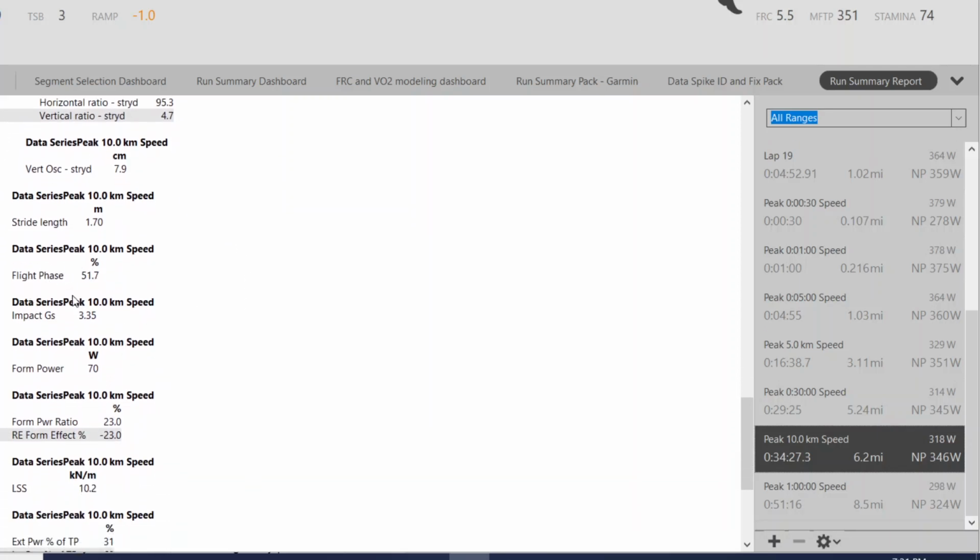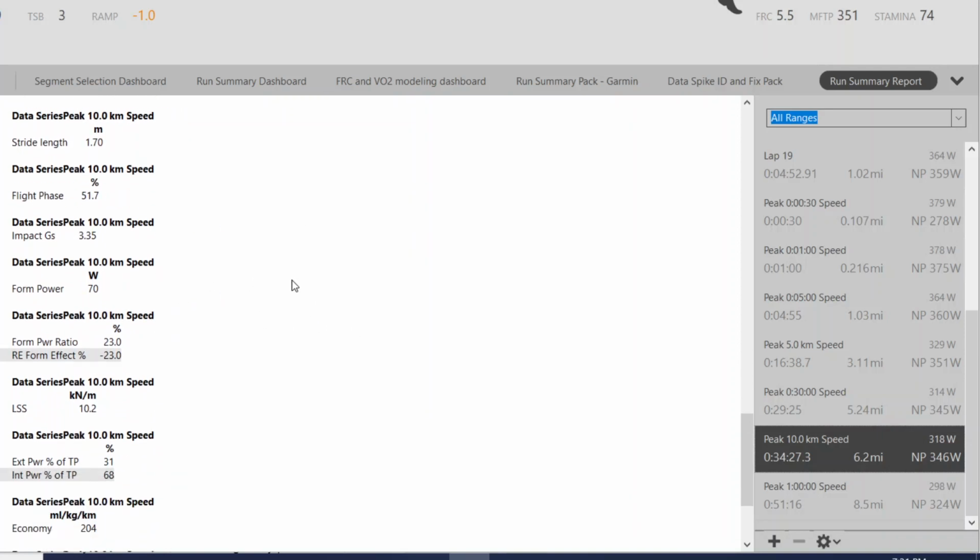Flight phase is the percentage of time off the ground. Impact G's. This is using a formula that Dr. Coggin developed to calculate impact G's, and it's a rough estimate.